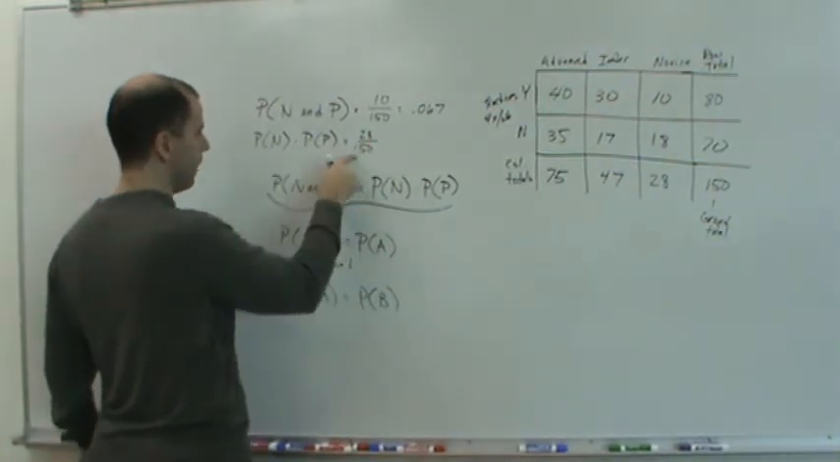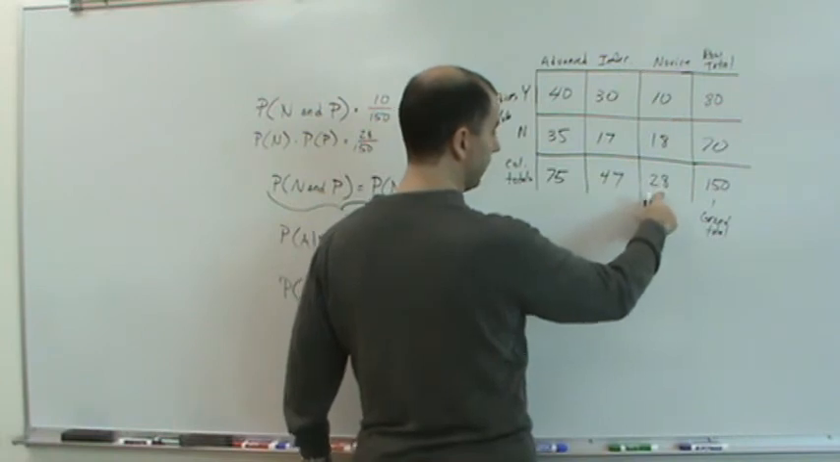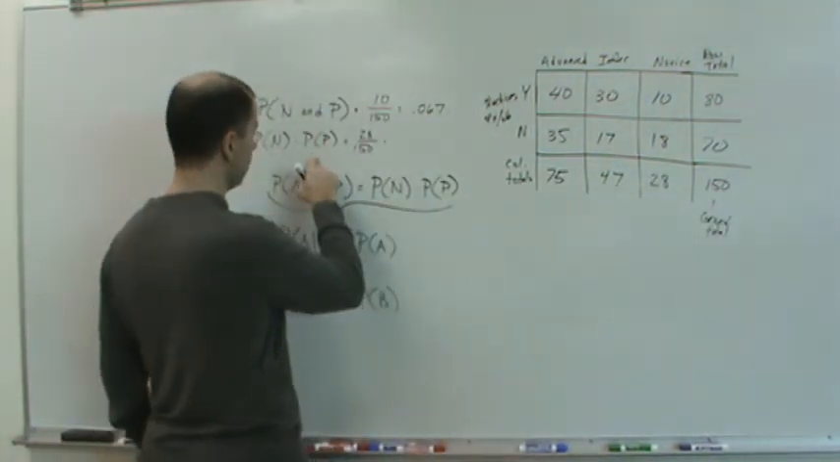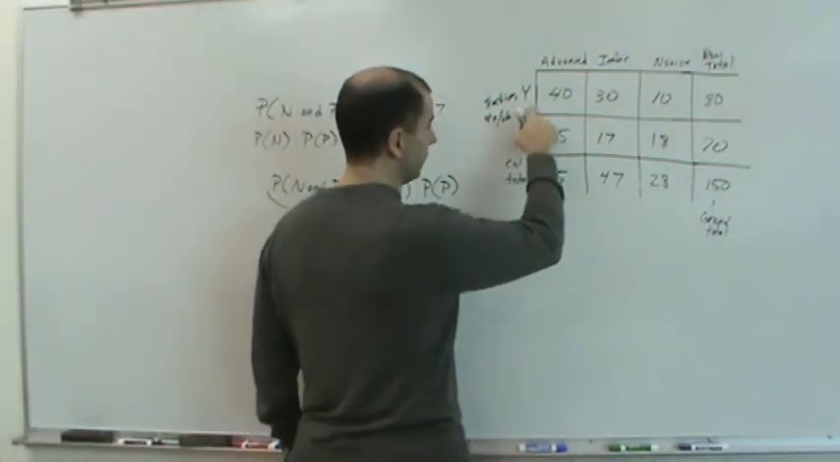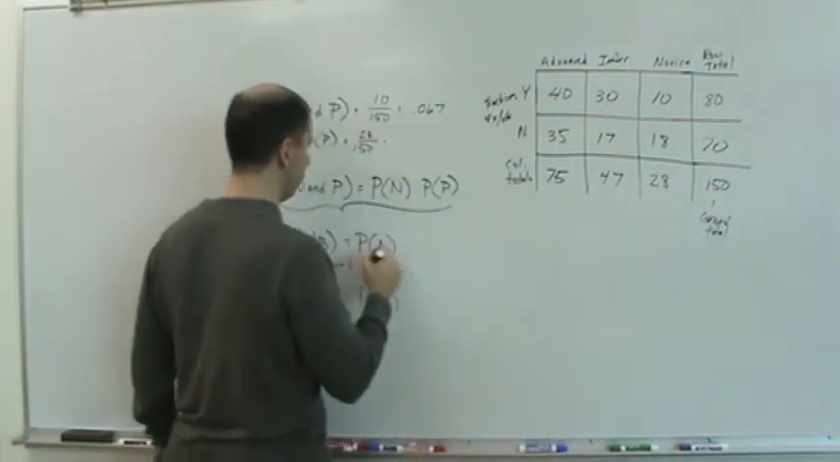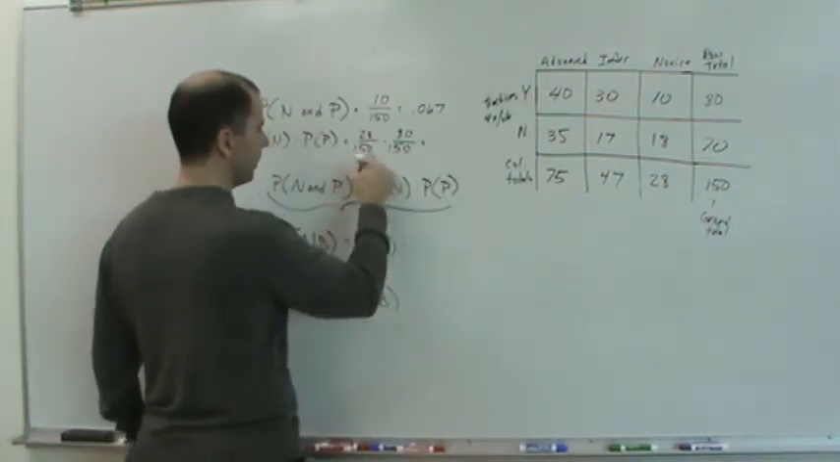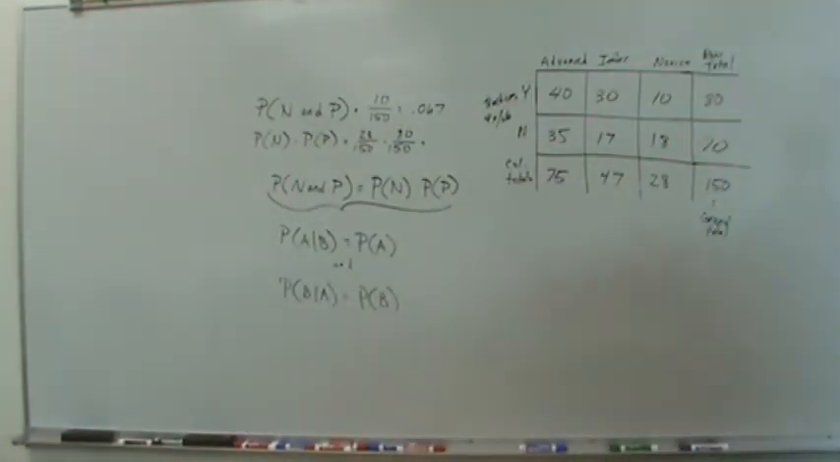Okay, so being a novice, how many novices do we have? 28 out of the total 150 times the probability of practicing. We found that one too. It's how many people practice. It'd be 80 out of 150, right? So 80 out of 150. So these two should multiply to the same number if they're independent.